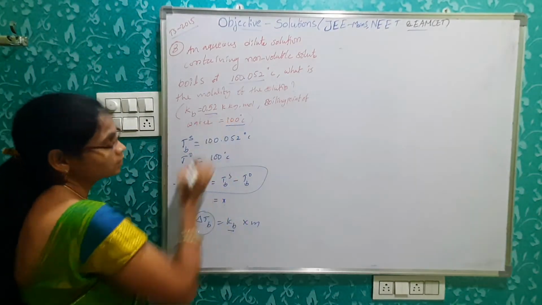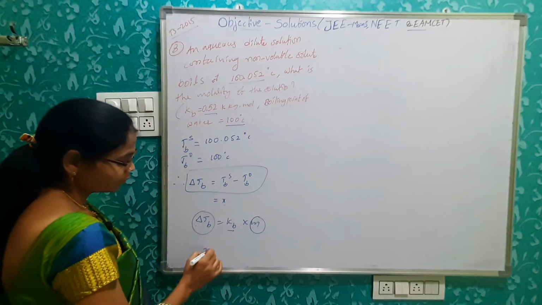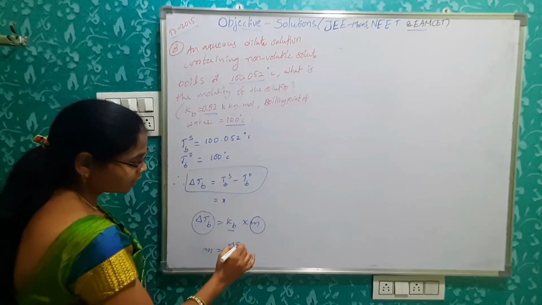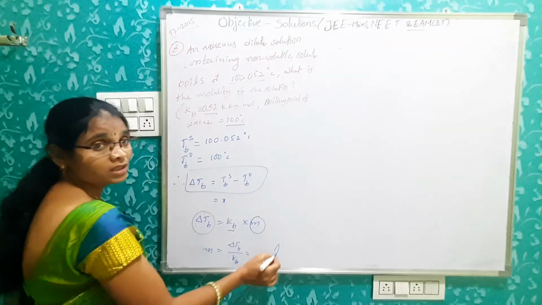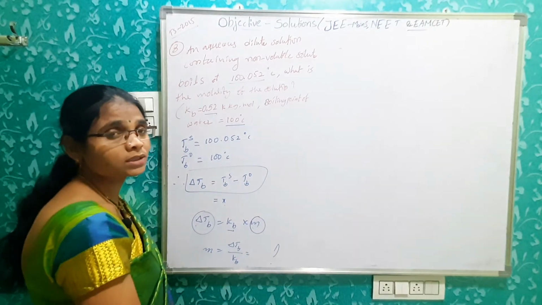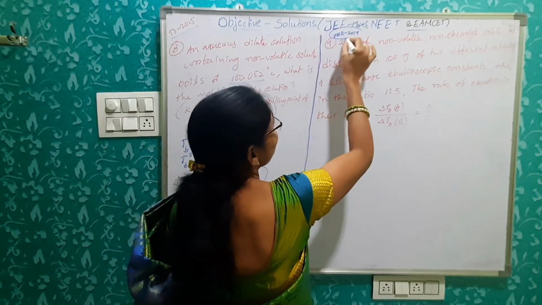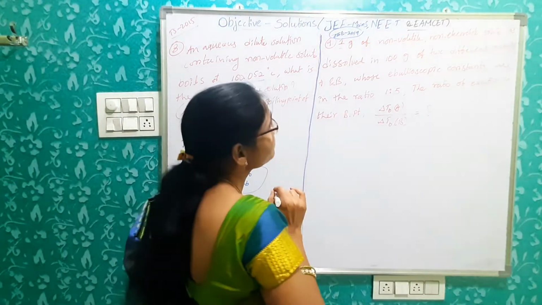Kb is given, so we have to calculate m only. So m is equal to delta TB by Kb. Very simple problem. You have to do it. Write down the answer in the chat box. Clear? Next, ninth problem. This is also a previous JEE 2019 question.